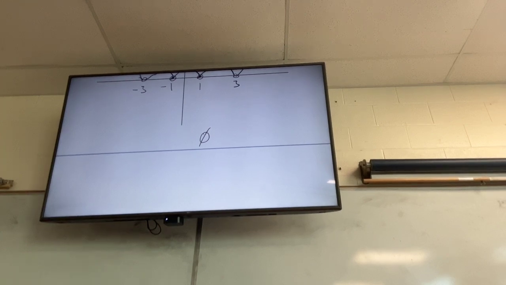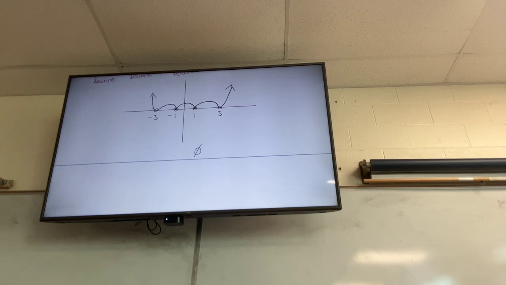Empty set. There are no solutions in my set. The set of solutions is empty. It's the empty set. The empty set is the set which contains no elements. It is contained in every set. Don't worry about what I just said, you can work that out if you're interested. There's a proof that the empty set is contained in every set. That means the empty set contains itself. Every set contains itself. It feels like a paradox.